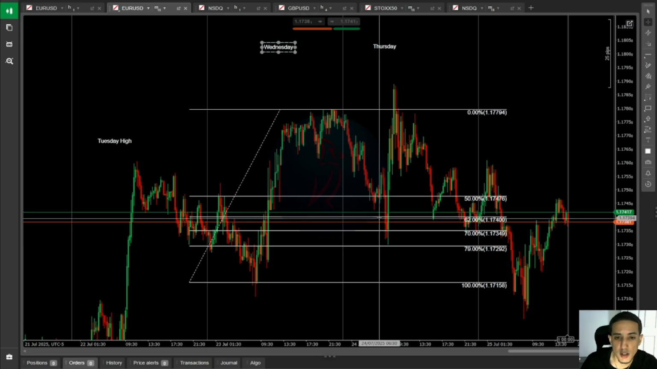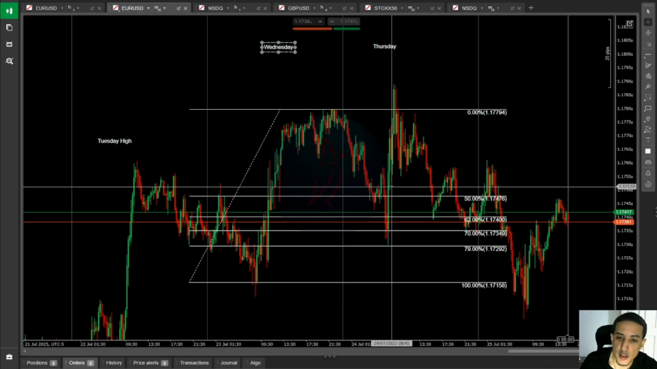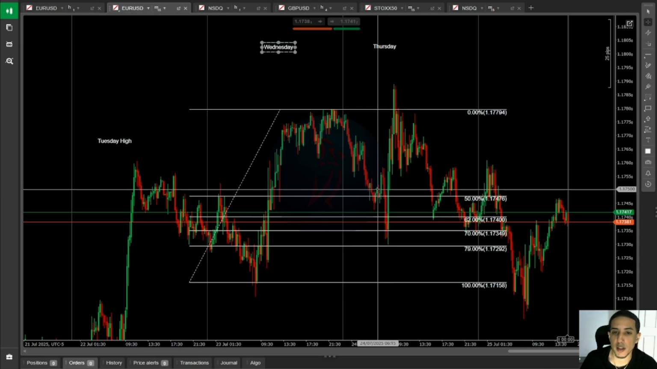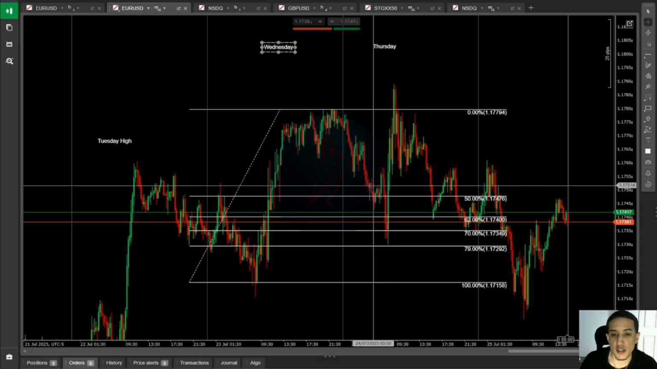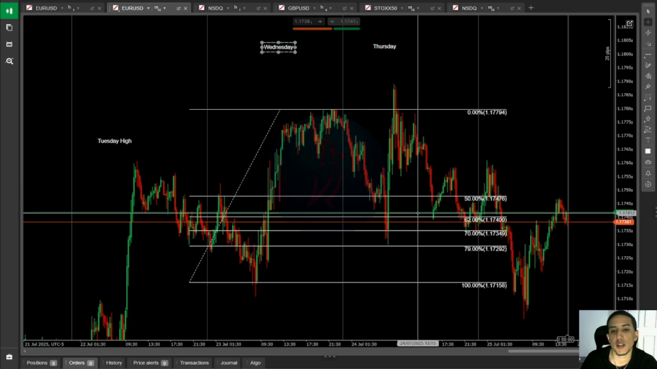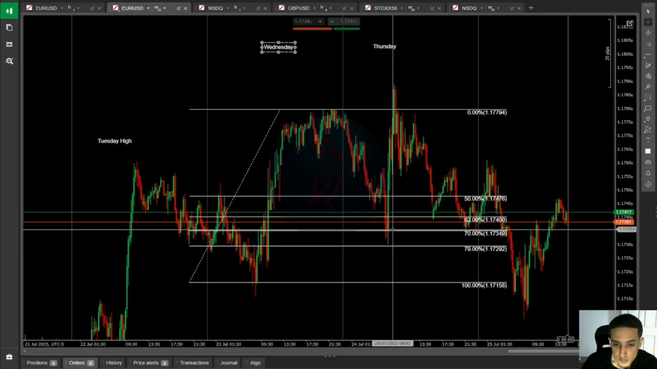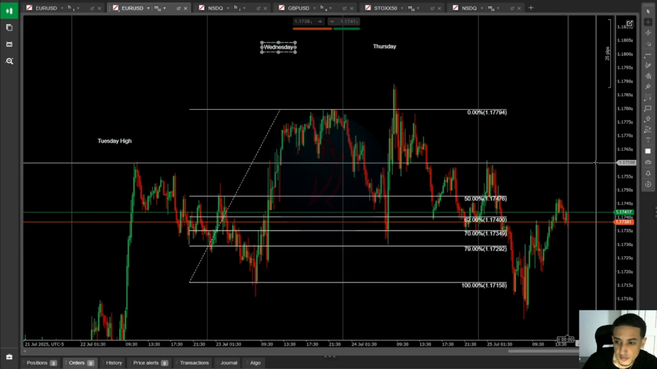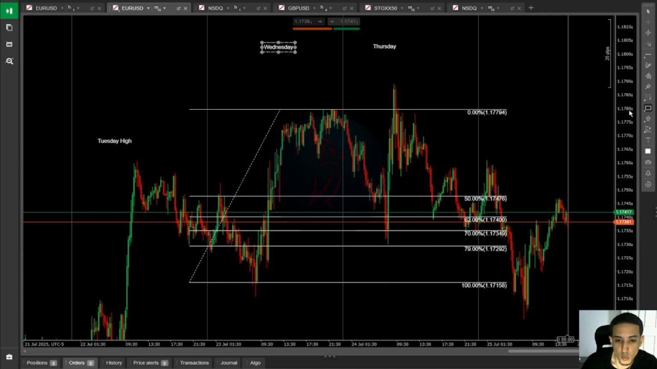Last week, I think I lost on Thursday. So this week I'm just going to stay out on Thursdays and Fridays unless something is extremely clear. And this was clear because, again, we got the fib tool laid out. It's going into the three levels that I mentioned, the three levels I have on here.